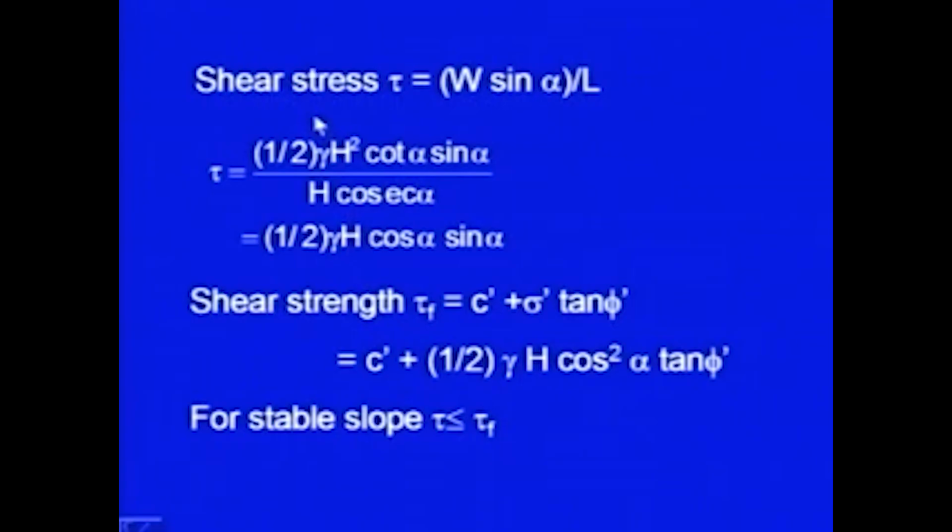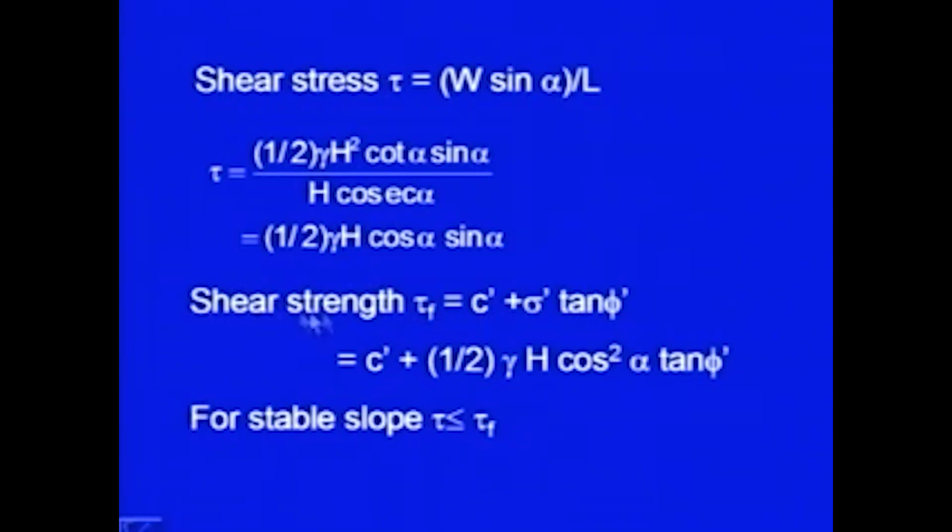Also, the component which is creating instability is the shear stress along the plane. So, that will be W into sine of alpha, the component which is along the tangential direction, divided by area L into 1. So, put the value of W and solve it, the shear stress is half gamma h cos alpha sin alpha. Now, to get the limiting height, the maximum height which the slope can have, shear strength should be equal to the shear stress applied.